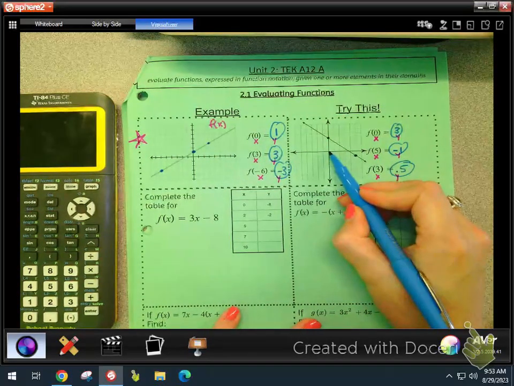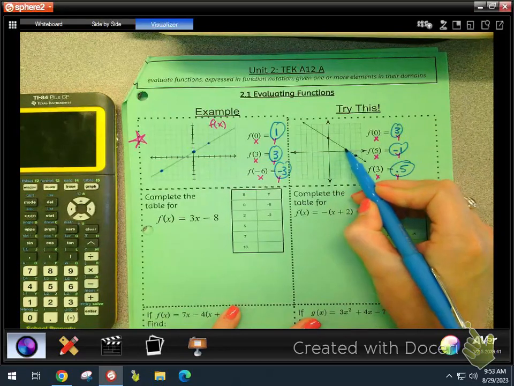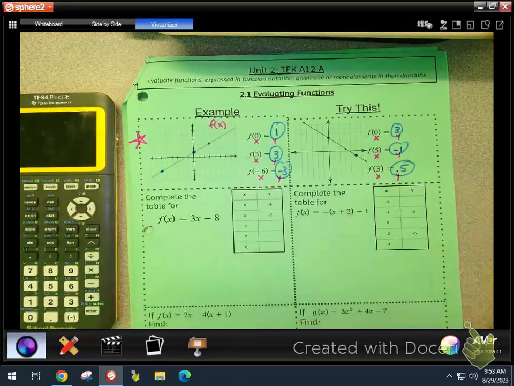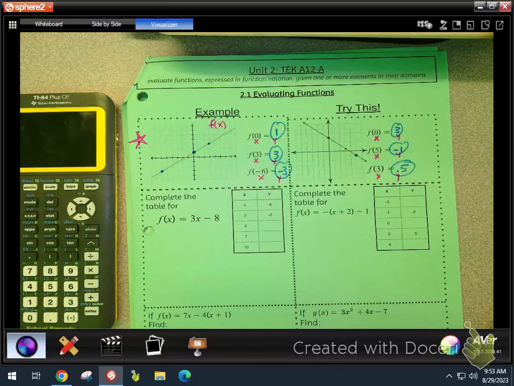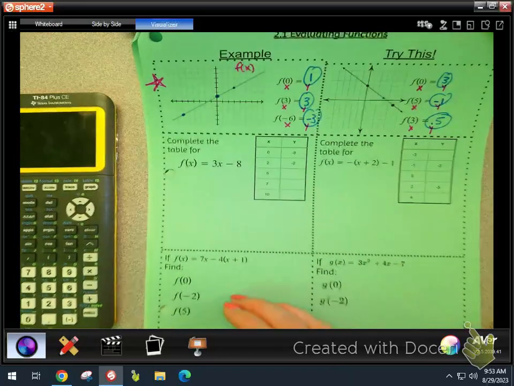Did you go to the right point? Make sure you go to positive 3 on your X. It's not like a perfect whole number 1 on there. This is saying X is 0. X is 0 right here. Okay, let's complete the table right here.